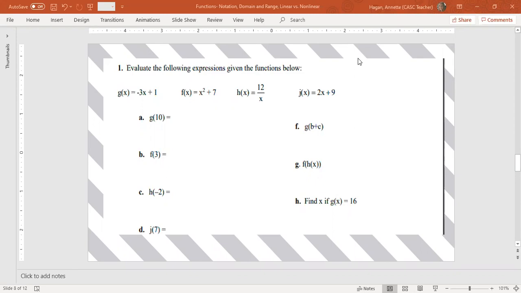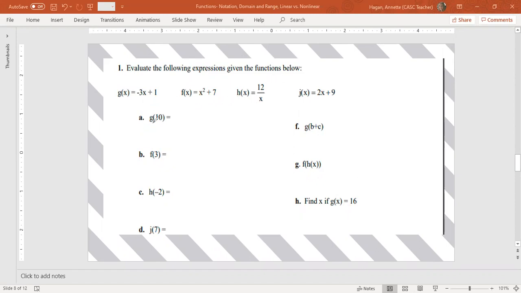And technically, there are two of these that are not linear functions. f of x and h of x are functions. They are just not linear functions. And it's very important to keep that in mind, okay? But the other two are linear functions.